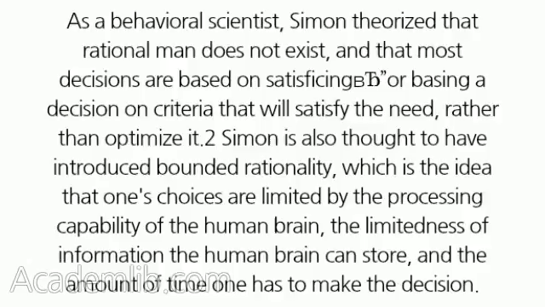As a behavioral scientist, Simon theorized that rational man does not exist, and that most decisions are based on satisficing, or basing a decision on criteria that will satisfy the need, rather than optimize it. 2. Simon is also thought to have introduced bounded rationality, which is the idea that one's choices are limited by the processing capability of the human brain, the limitedness of information the human brain can store, and the amount of time one has to make the decision.